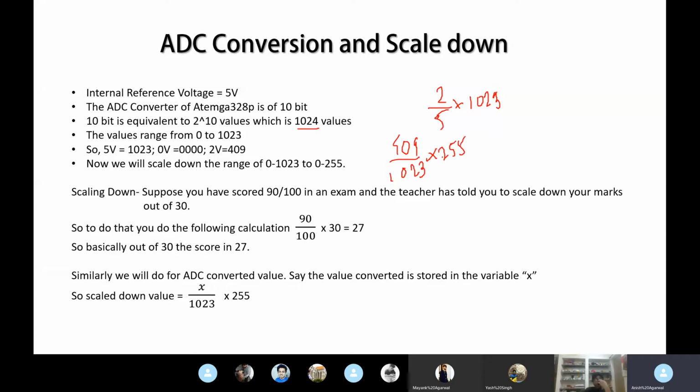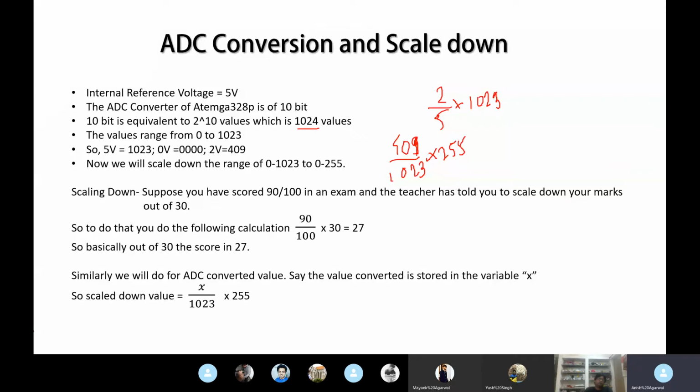Okay, this is the scaling down. As simple as this. This is 409 out of 1023 into 255. This is the same thing we have done. The reference voltage keeps changing because I'll be using the potentiometer and changing from point to point. So I've kept it X here. So it is X by 1023 into 255. Okay. This is ADC conversion.